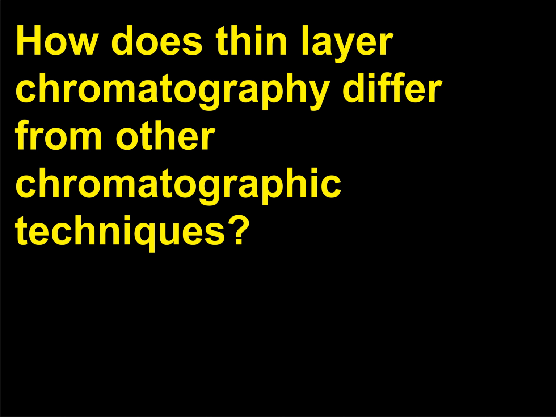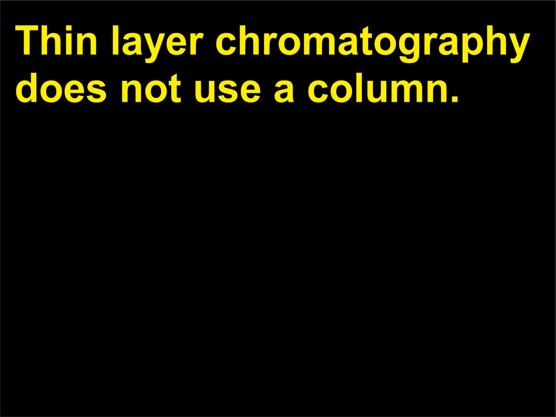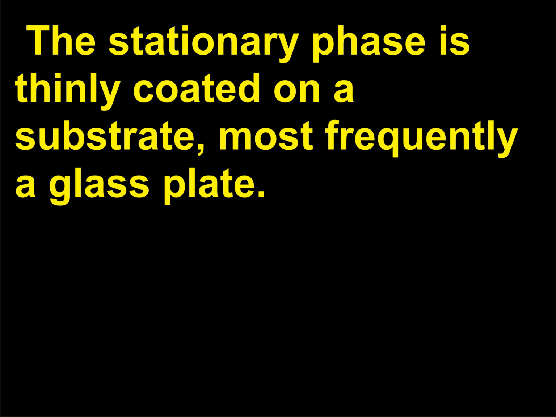How does thin layer chromatography differ from other chromatographic techniques? Thin layer chromatography does not use a column. The stationary phase is thinly coated on a substrate, most frequently a glass plate.